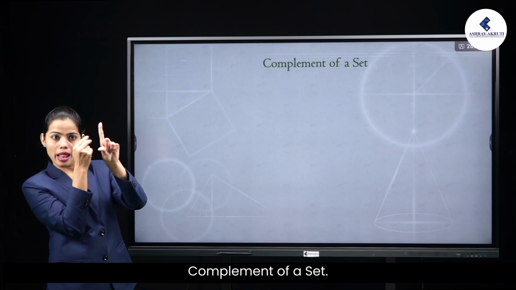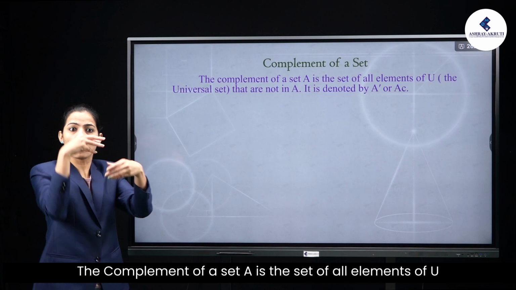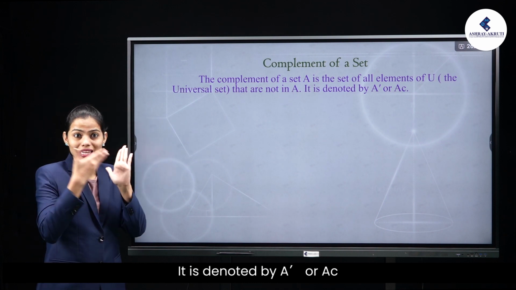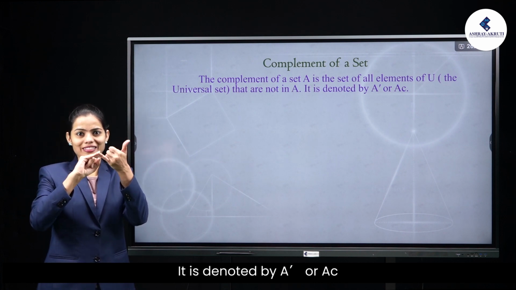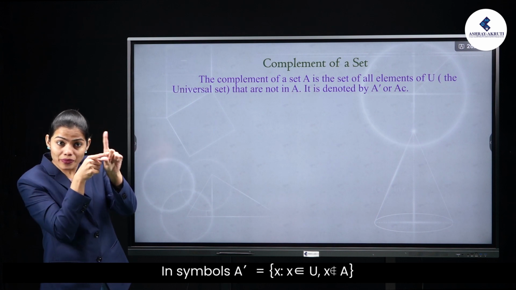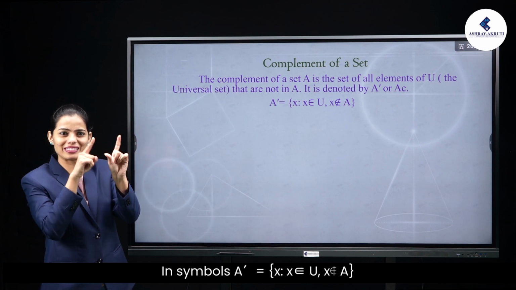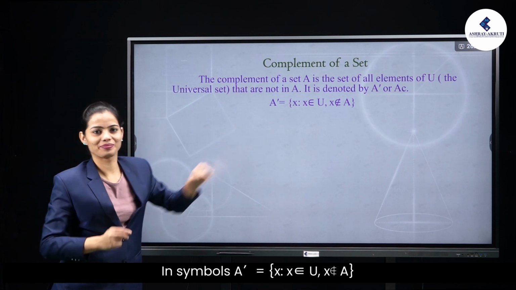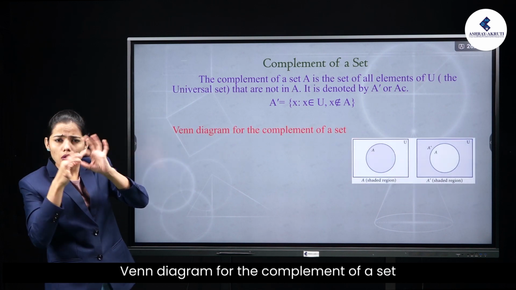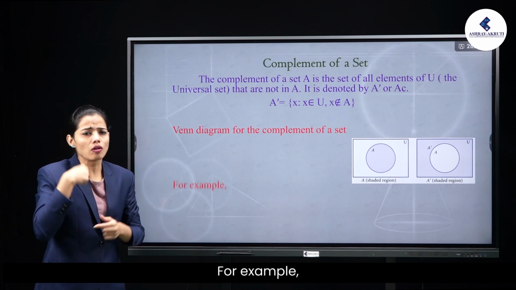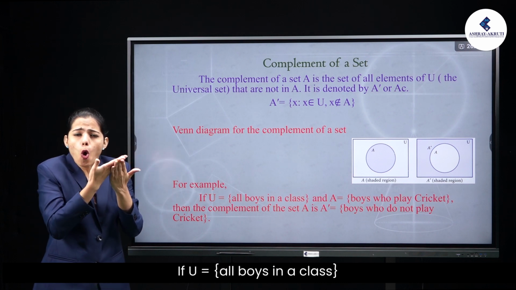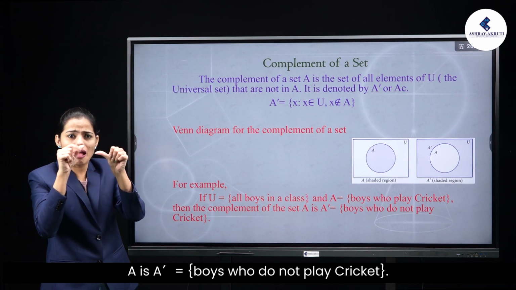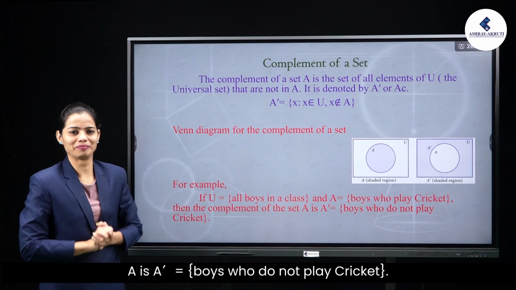Complement of a set. The complement of a set A is the set of all elements of U that are not in A. It is denoted by A dash or A complement. In symbols, A' = {x : x belongs to U, x does not belong to A}. Venn diagram for the complement of a set. For example, if U is all boys in a class and A is boys who play cricket, then the complement of the set A, A', is boys who do not play cricket.